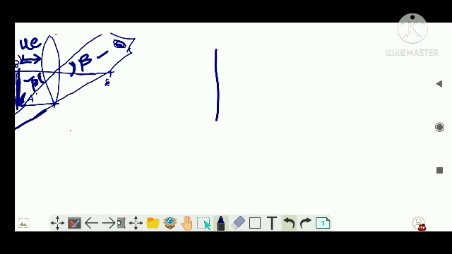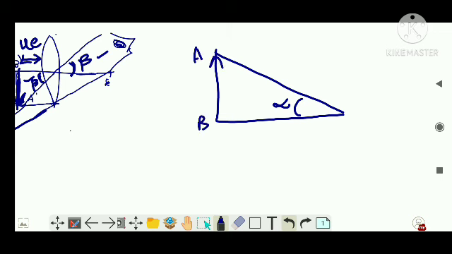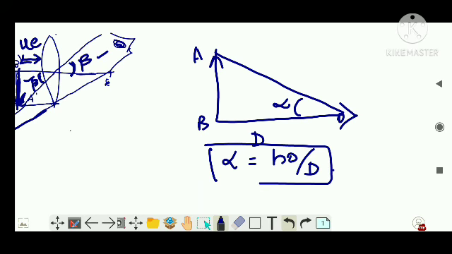Let's say the same scenario as the previous one: alpha is the angle when the object AB is at a distance d from your eye. So I can write tan alpha, since the angle is small, as h0 by d. Keep this one as it is.